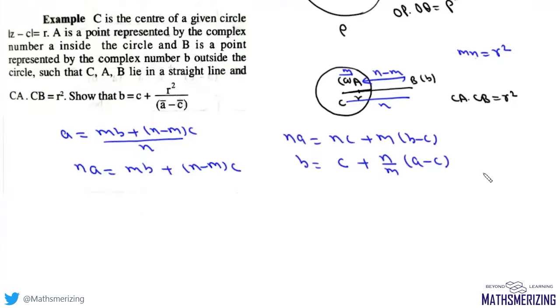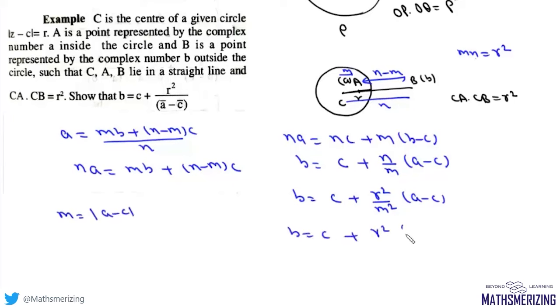Now we can write n as R square by m. So we can write this as b equals c plus R square by m square into (a minus c). Now what's m? m is the distance between A and C. So we can write m as mod of a minus c. So it will be b equals c plus R square (a minus c), and m square is mod of a minus c whole square. So there will be (a minus c) into (a bar minus c bar). Now I will cancel. From here we can write b equals c plus R square upon a bar minus c bar, and this is what we needed to prove.